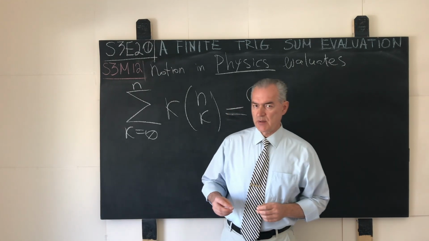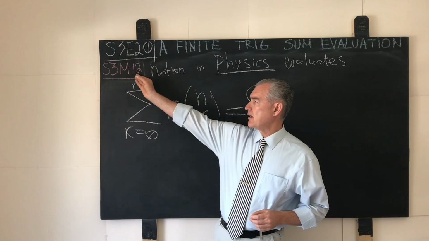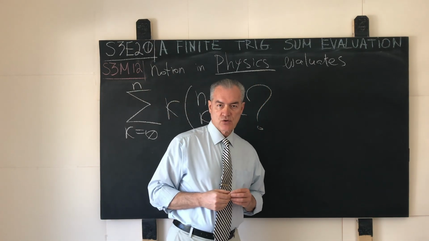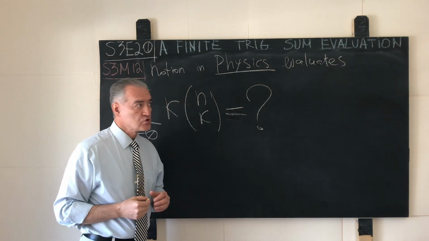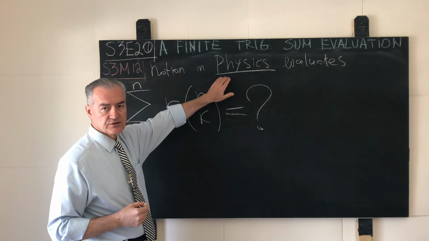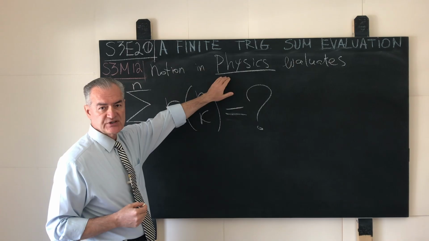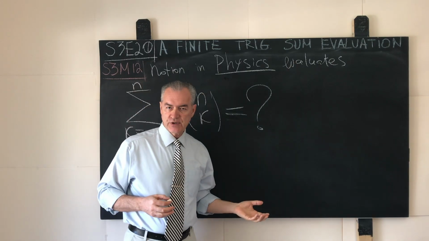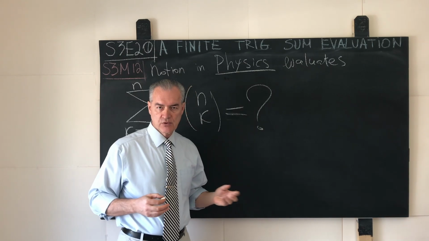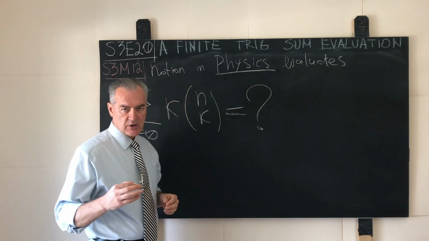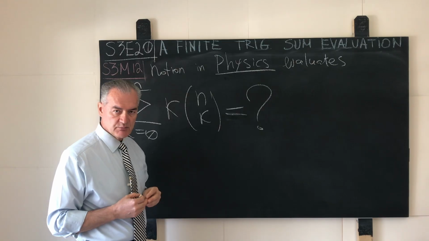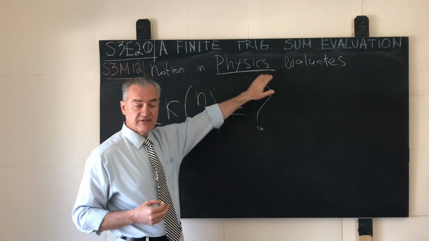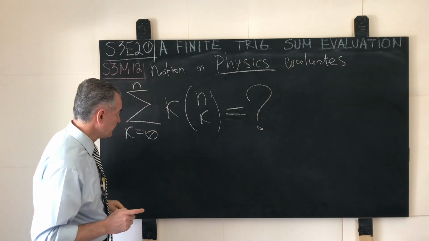Our next challenge will be a problem in mathematics, S3E20, and the objective or the challenge of this problem is to find a notion in physics. I underline the word physics because this is precisely how we want you to solve this problem. Not a combinatorial argument, however beautiful that argument may be, not some other analytic manipulation, but it has to be a notion from physics that will evaluate the following binomial sum.